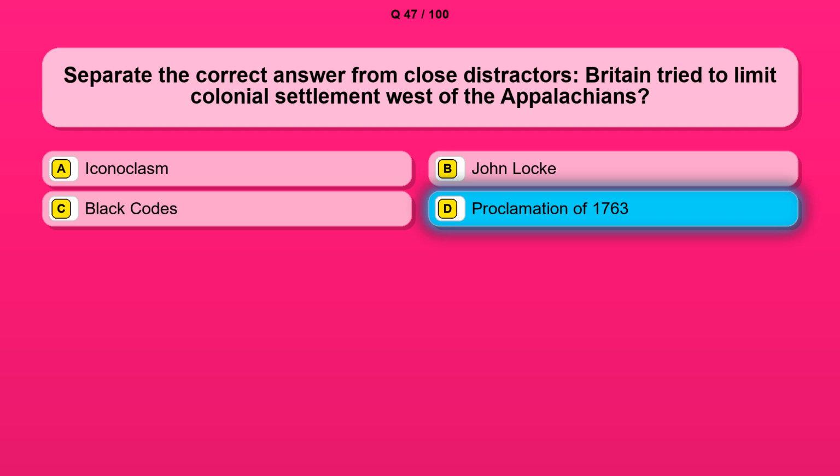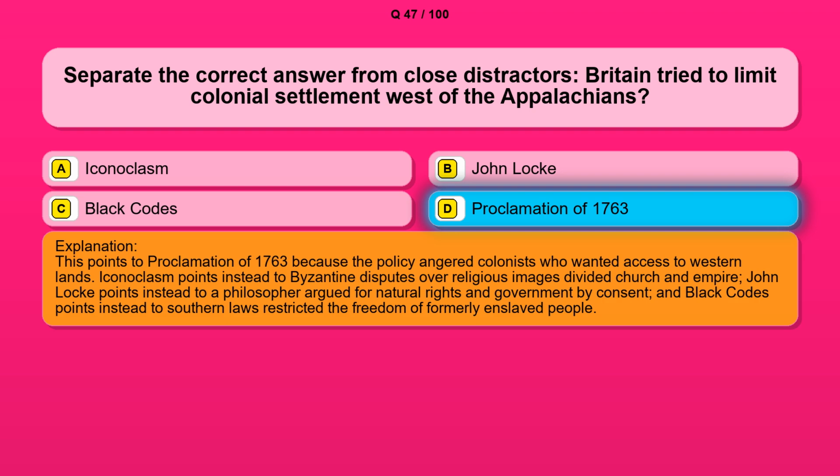The correct answer is option D, Proclamation of 1763. This points to Proclamation of 1763 because the policy angered colonists who wanted access to Western lands. Iconoclasm points instead to Byzantine disputes over religious images divided church and empire. John Locke points instead to a philosopher argued for natural rights and government by consent. And Black Codes points instead to Southern laws restricted the freedom of formerly enslaved people.